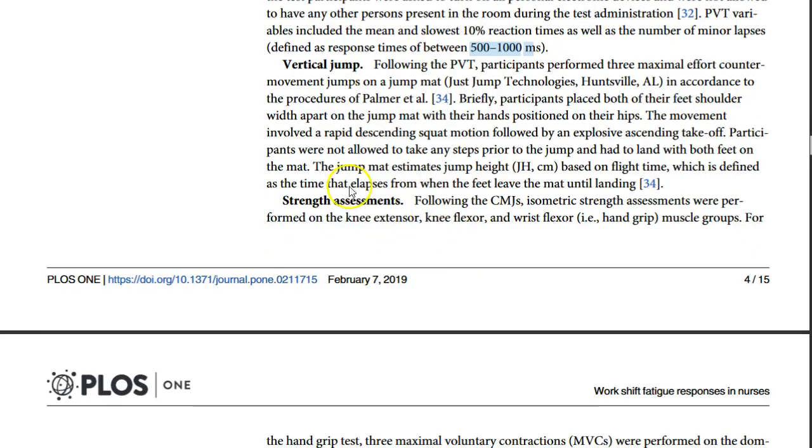Then they also did vertical jump, which is a measure of power. Power is the ability to display strength quickly over time. So, for example, if you can lift a 500-pound weight, that would be a raw strength. Now, if you can lift it in 5 seconds, where someone else could only lift it in 10 seconds, then the person who could lift it in 5 seconds would be more powerful, even if they're not necessarily stronger. So, power is the ability to generate force very quickly. And vertical jump is a good way to do that.